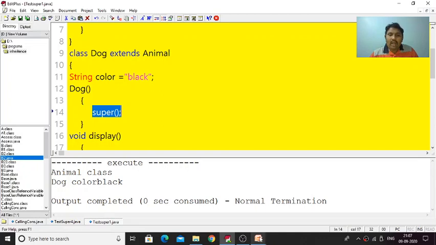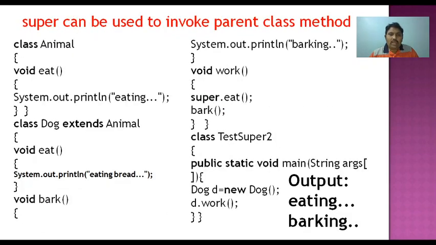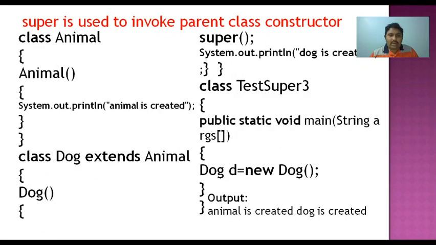So this is the third purpose of the super keyword. So totally there are three purposes. One is that the super keyword is used to refer to the parent class instance variable, and second, the super keyword is also used to invoke the parent class method, and third, it is also used to call the parent class constructor. These are the three purposes. So these are the programs we have discussed already in this session.